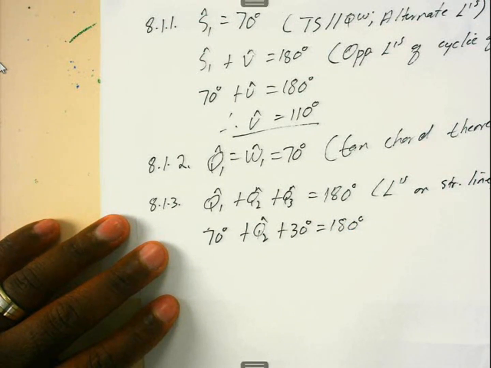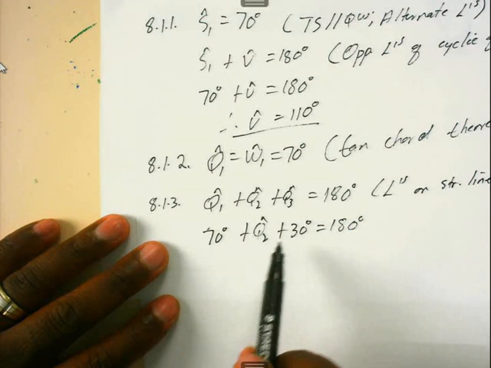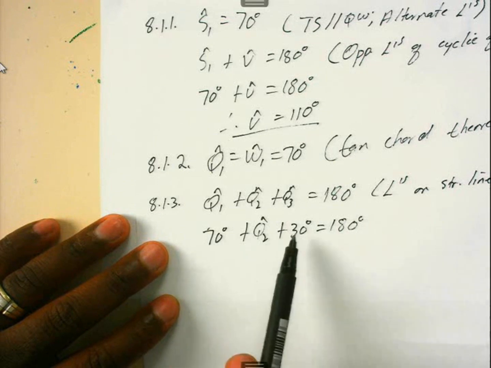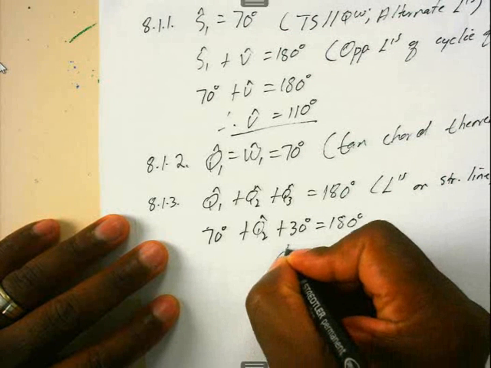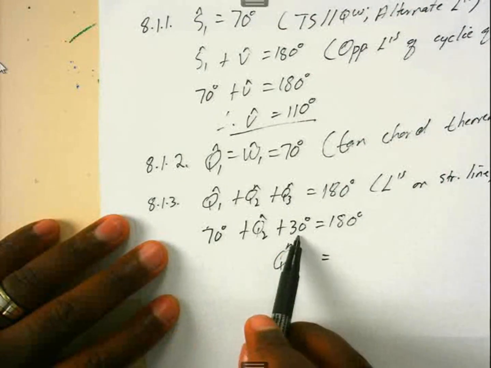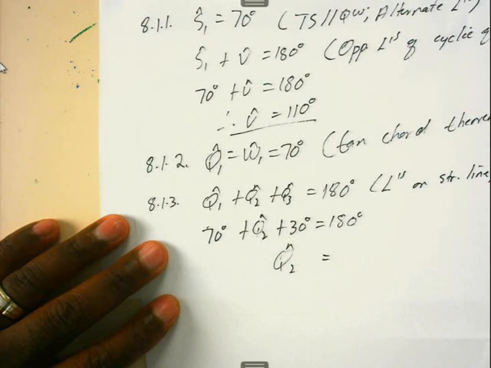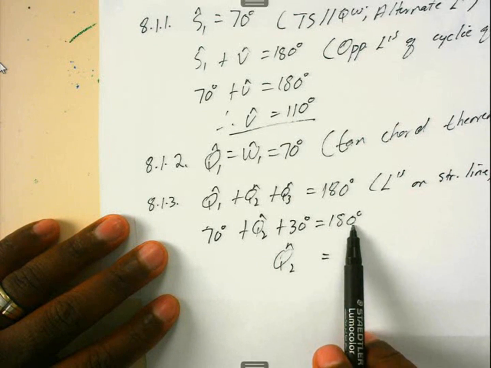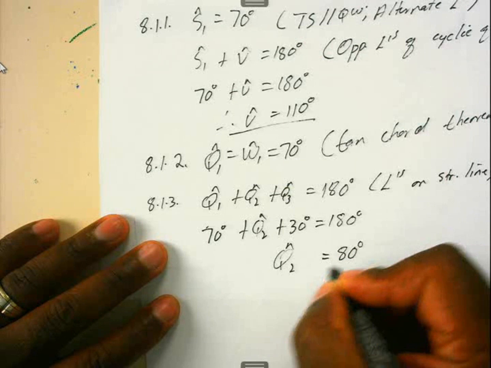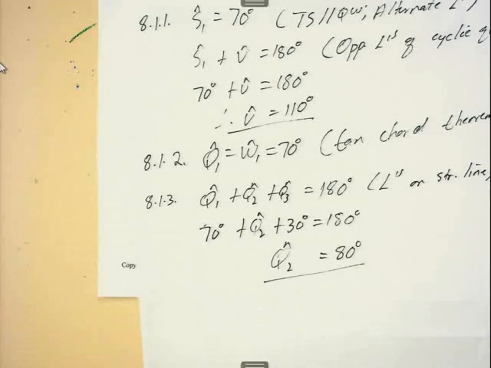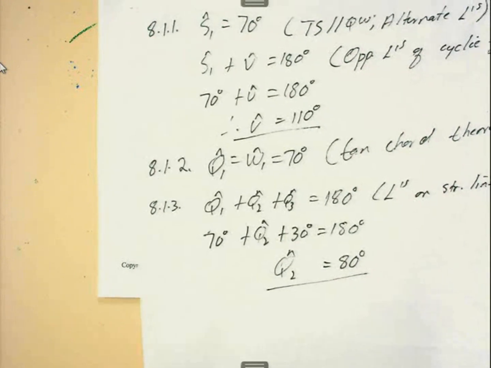So all we have to do is to transpose 70 and 30 to the right. 70 plus 30 gives you 100. On the left-hand side, we want to be left with Q2 only. So 70 plus 30, 100, transpose it to the right. Then we have 180 degrees minus 100 degrees, which will give you 80 degrees. Then we are done with the value of Q2. I hope you enjoyed that one as well, 8.1.3.